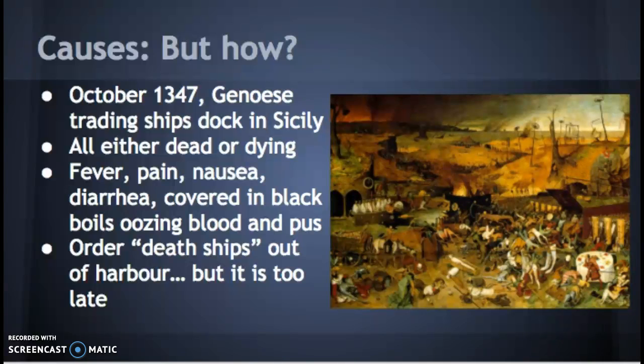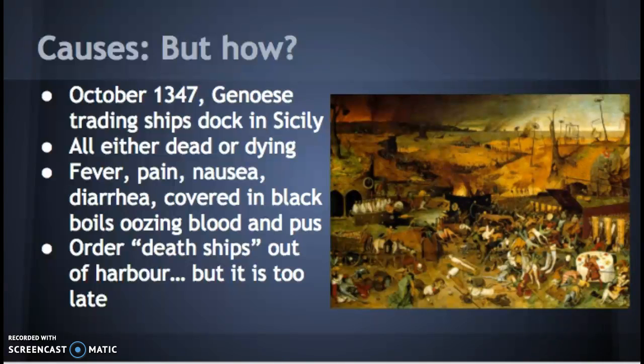They're all either dead or dying. And so the people in Sicily obviously notice this, and they're like, bye, we don't want you here, please go away. Everyone on the ship has fever, pain, nausea, diarrhea. People are covered in black boils that are basically oozing pus and blood. So they look at these as death ships, and they say, get out of the harbor, go back where you came from, we don't want whatever you've got.